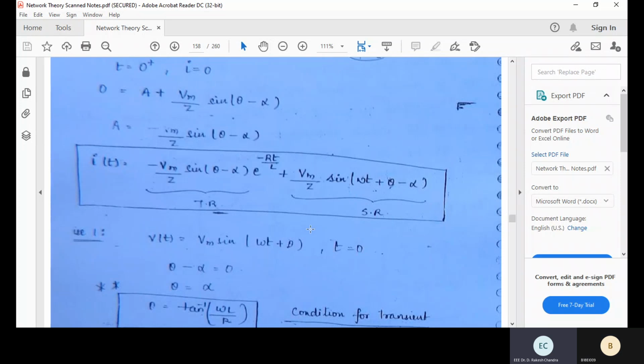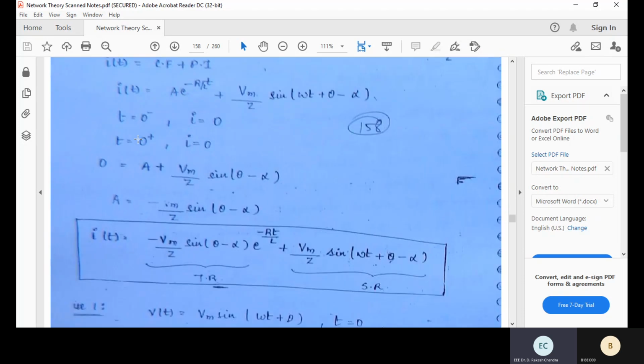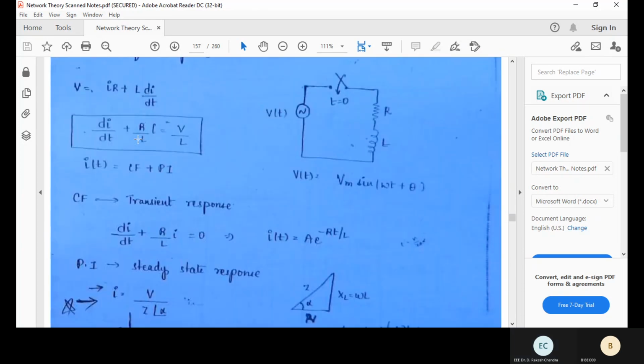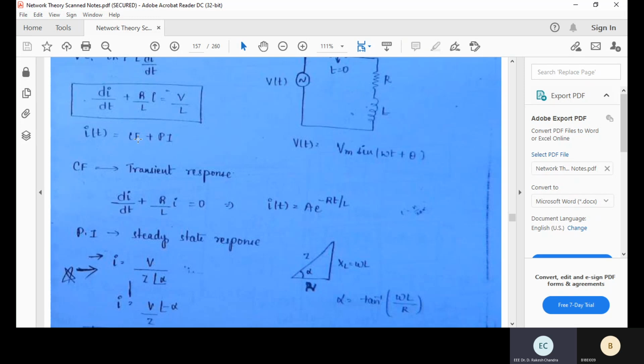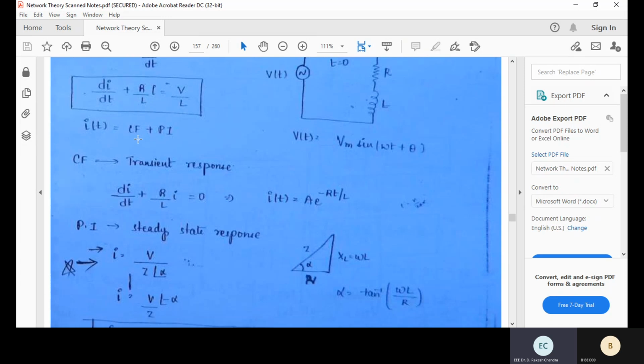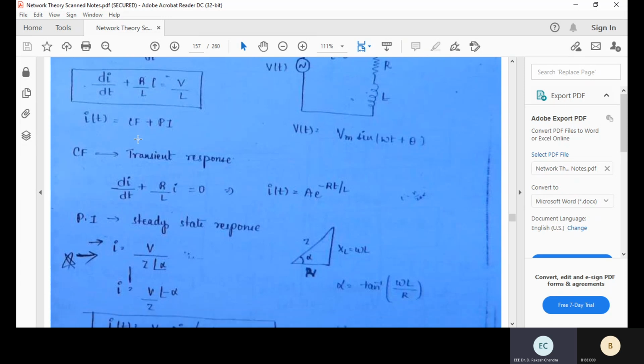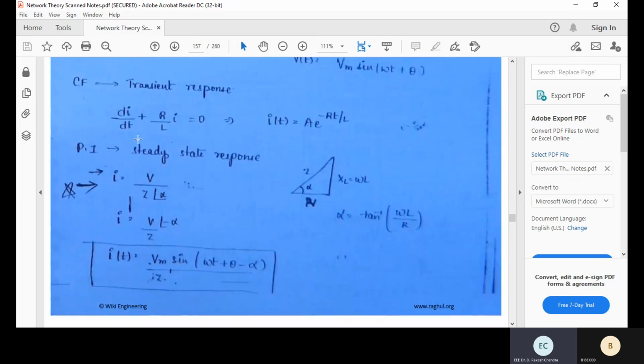Right, we'll continue. In the previous class, we stopped at this instant. After seeing these responses, AC transients: you can consider the same series RL circuit. You have to form the differential equation, and after that we have the CF and PI, complementary function and particular integral.